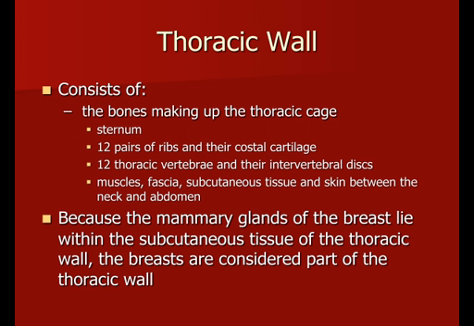So the thoracic wall itself consists of the bones that make up the thoracic cage, which is basically your rib cage: your sternum, 12 pairs of ribs and their costal cartilage, 12 thoracic vertebrae and their intervertebral discs, the muscles, fascia, subcutaneous tissue, and skin between the neck and the abdomen. Because the mammary glands of the breast lie within the subcutaneous tissue of the thoracic wall, the breasts are often considered part of the thoracic wall. But we're not going to be dealing with them a whole lot, so don't worry about it too much.